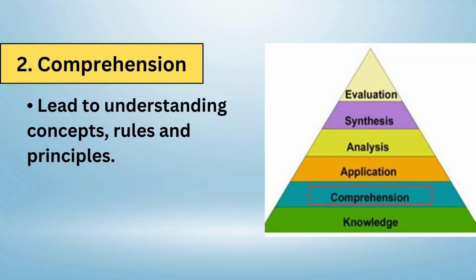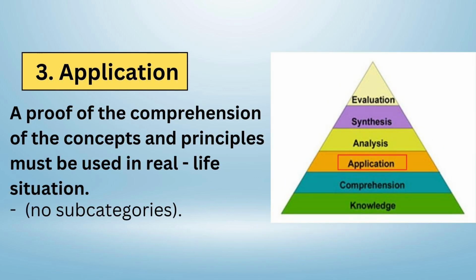Second is comprehension. When we say comprehension, it leads to understanding concept, rules, and principles. So in these levels, students should be able to explain or kaya niya ma-explain dili lang kay recalling or memorizing lang. Third, application. Application is a proof of comprehension of the concepts and principles must be used in real-life situation. So in this level, the knowledge of the student is kaya na niya gamiton or use ang iyahang mga naagian or experience. And also, diri na nag-end ang low-order thinking skills sa Bloom Taxonomy.